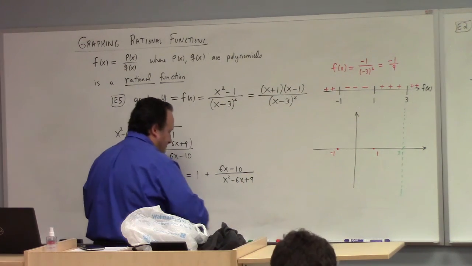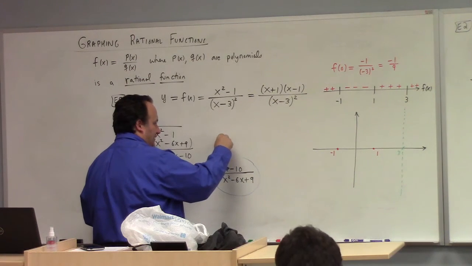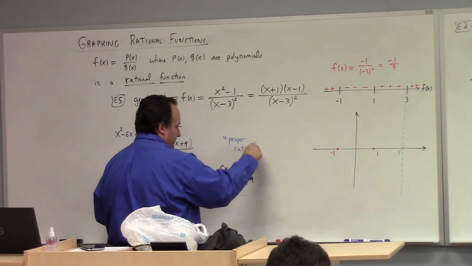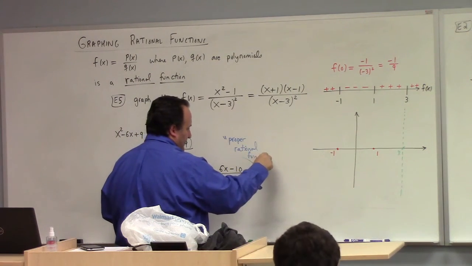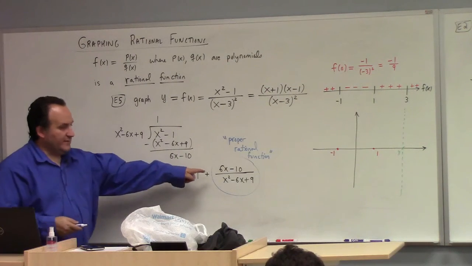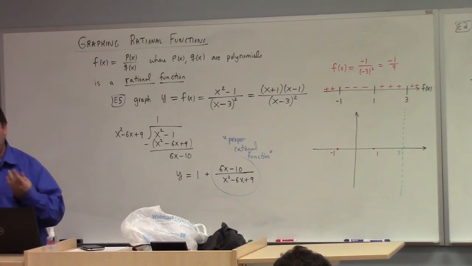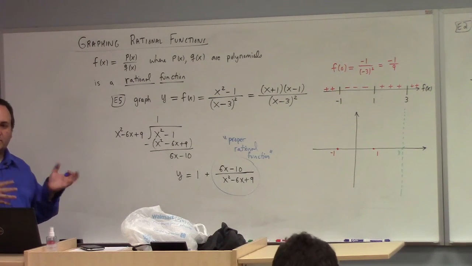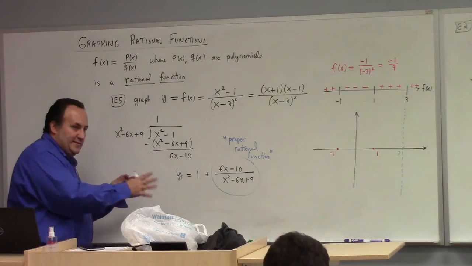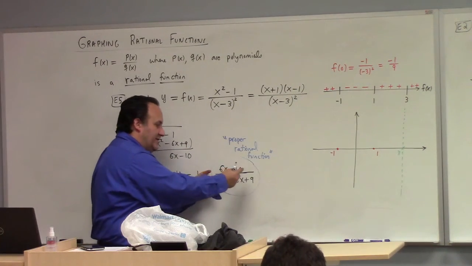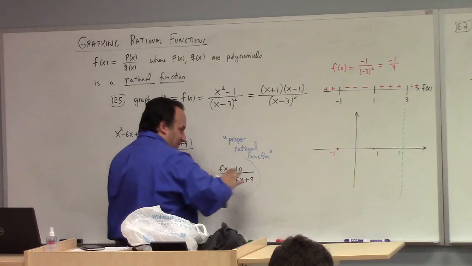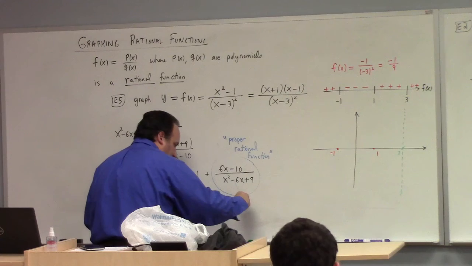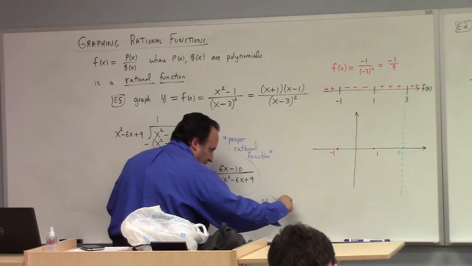So this right here is what we call a proper rational function. You notice that the degree of the numerator is 1, the degree of the denominator is 2. A proper rational function has the very nice property that as x goes to plus or minus infinity, the denominator wins, which means that it's like 1 over a really big number on either side of extremes. So this piece goes to 0 as x goes to plus or minus infinity.